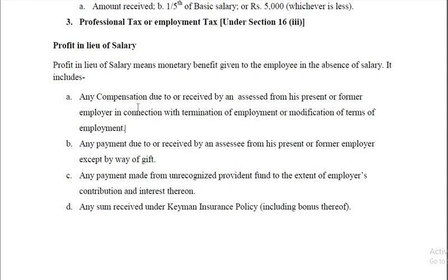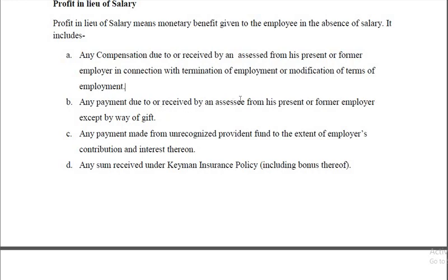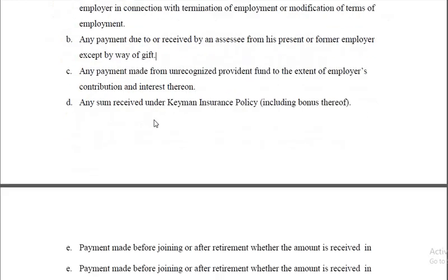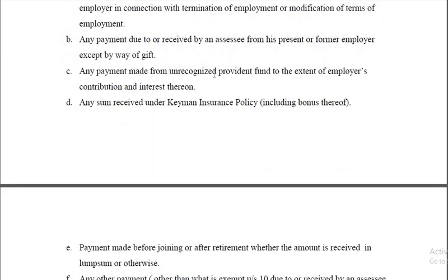For example, his salary might be decreased, or the number of hours might be decreased or increased. So that way, any payment due to or received by an SSE from his present or former employer except by way of gift. Any payment made from unrecognized provident fund to the extent of employer's contribution and interest thereon. There are different types of provident funds like statutory provident fund, recognized provident fund, unrecognized provident fund, public provident fund, approved superannuation fund, like that. All these things you are going to study in detail.